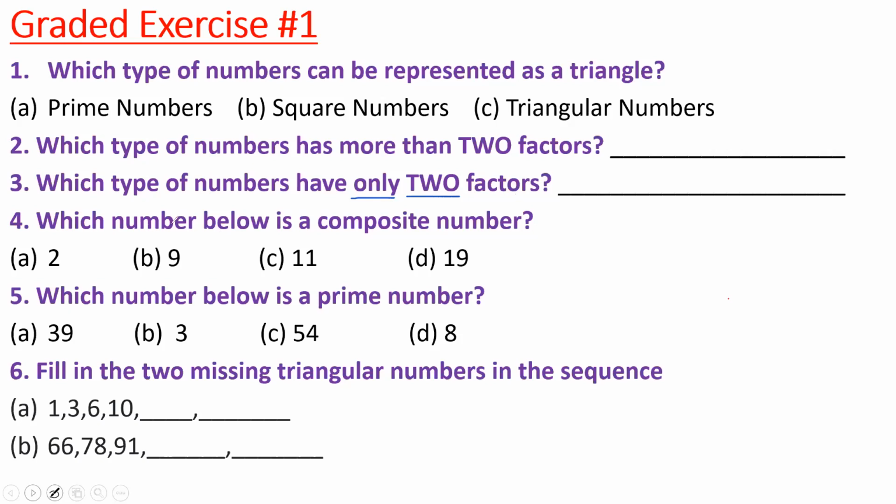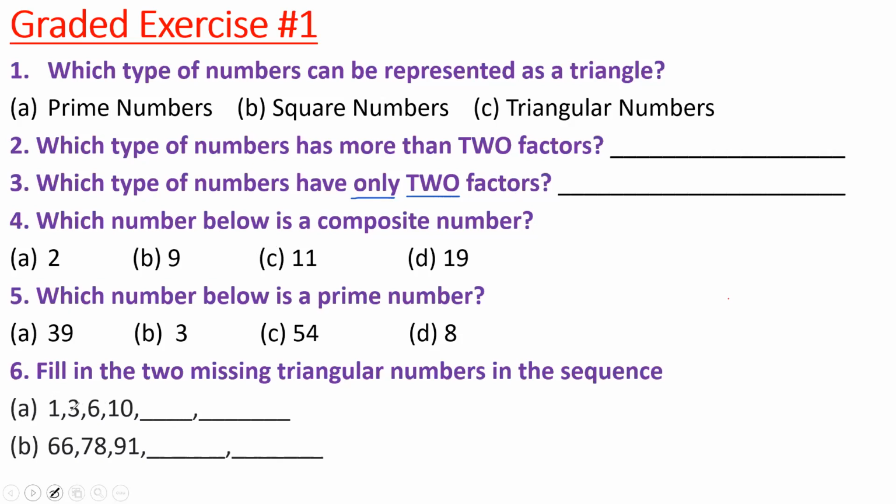Number 4 says, which number below is a composite number? And number 5 says, which number below is a prime number? Is it 39? Is it 3? Is it 54? Or is it 8? And number 6 says, fill in the two missing triangular numbers in the sequence. You have to use the pattern that I gave you to fill in the two missing triangular numbers.